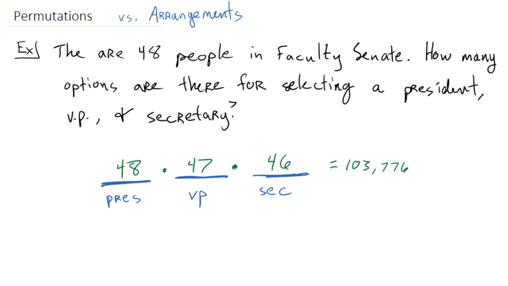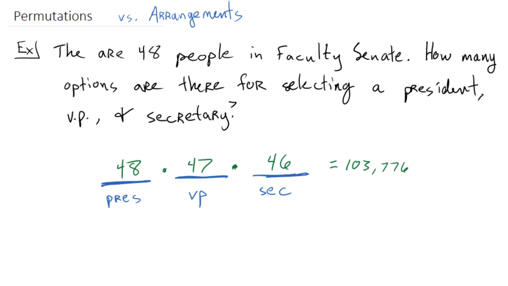All right, my handy dandy calculator told me that's 103,776. There we go. That's a lot. I'm glad I didn't have to list all those out literally to figure out how many there would be. I don't have time for that.